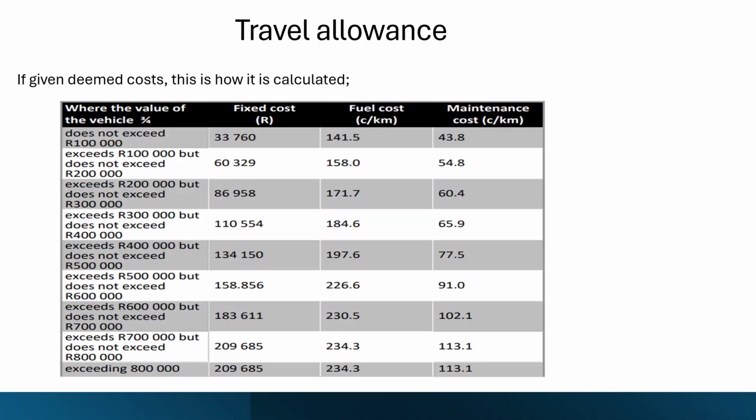Travel allowance, if given deemed costs, we use the following table, which changes each year, given by SARS. We will look at an example for travel allowance.